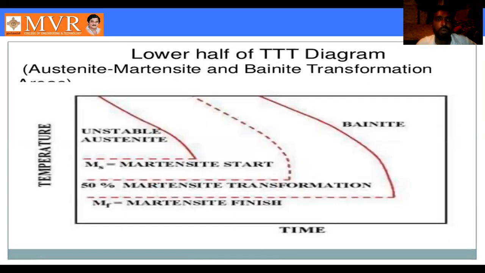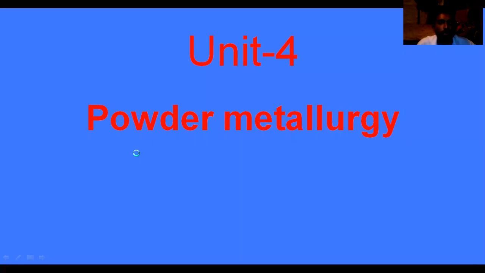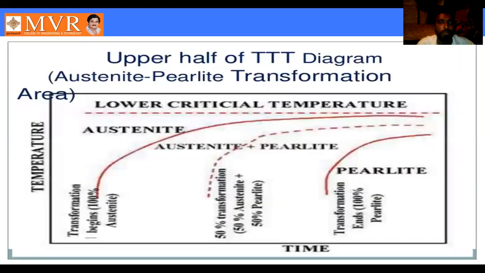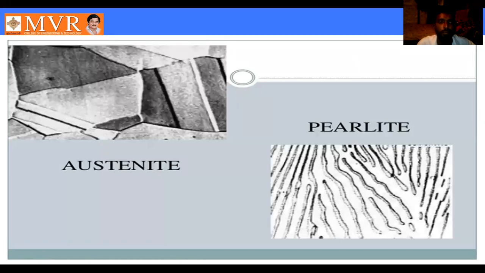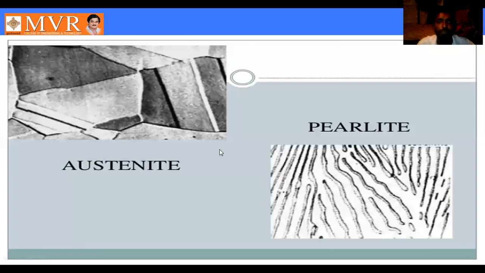Next, see here the lower half of the TTT diagram, where austenite is changed to martensite and bainite transformation. So that is the lower transformation. See here, it is the upper transformation where austenite changes to pearlite. In the lower transformation, the austenite changes to bainite and martensite. The lower one we will discuss with this diagram.